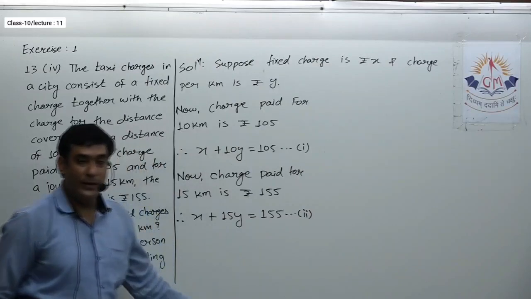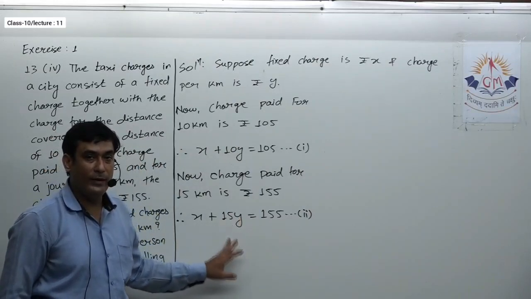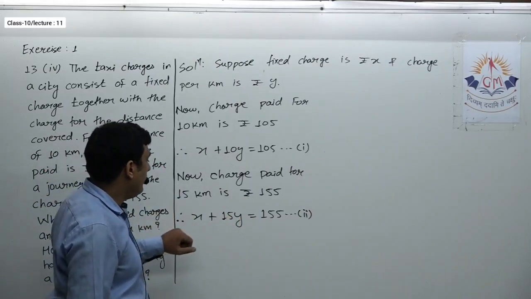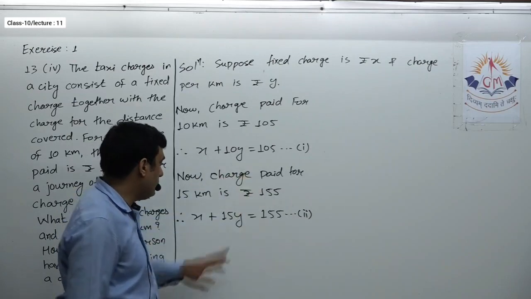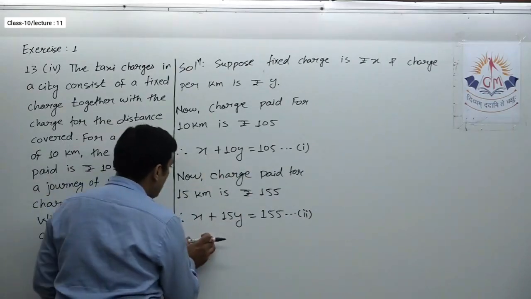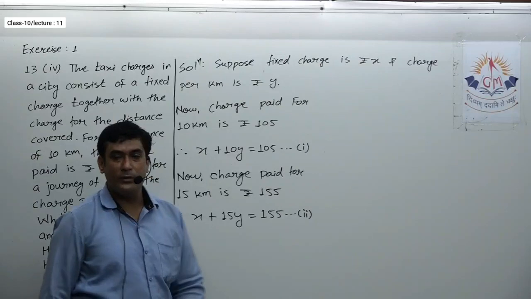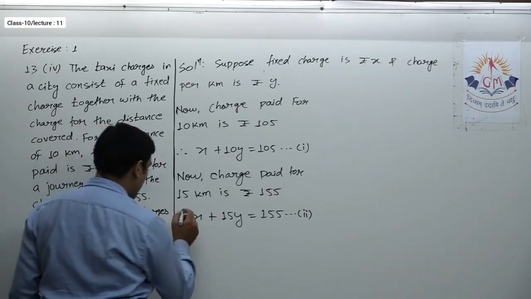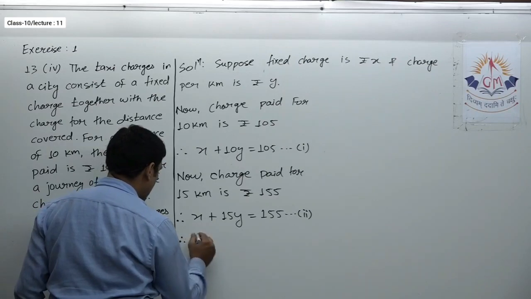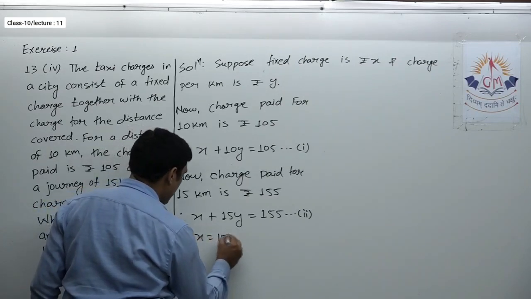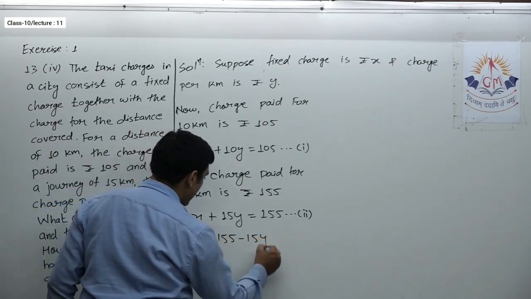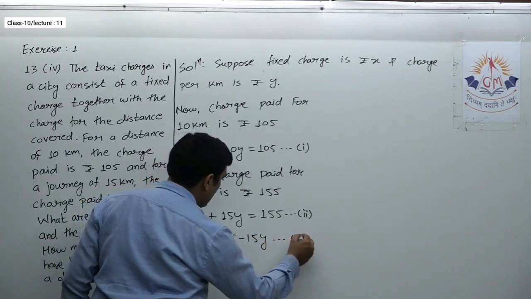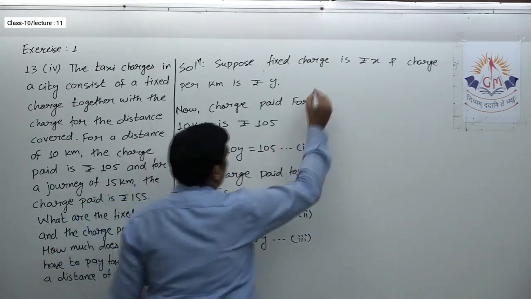Now after obtaining the equations, it is very easy to find the solution. Now what we will do, as here we have to use the substitution method, from any one equation we can obtain the value of one variable. Here I will go with this. So from here I can say, therefore x is equal to 155 minus 15y. This is equation number 3.